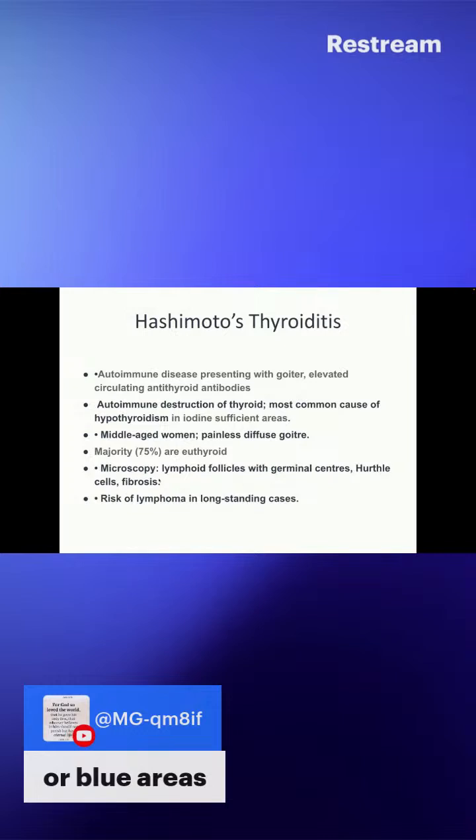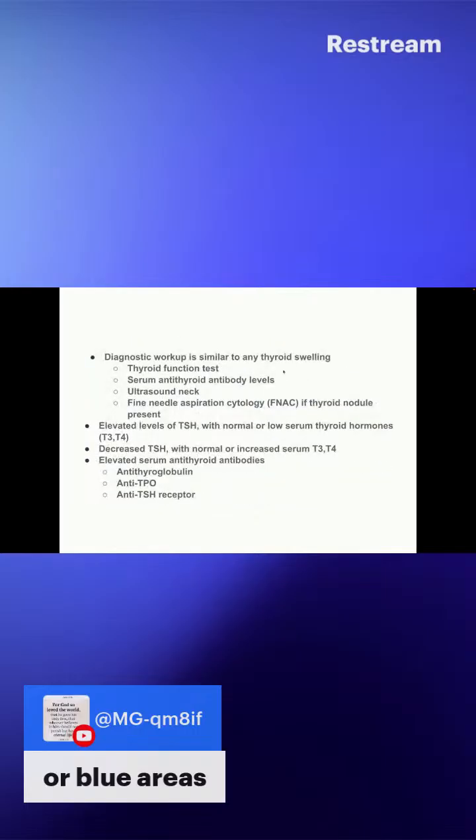On microscopy, you can see lymphoid follicles with germinal centers, Hurthle cells, which we will discuss later, and fibrosis. When these cells or follicles die, after a period of time they become fibrotic. So there is an increased risk of lymphoma in these kinds of diseases in longer-standing cases.